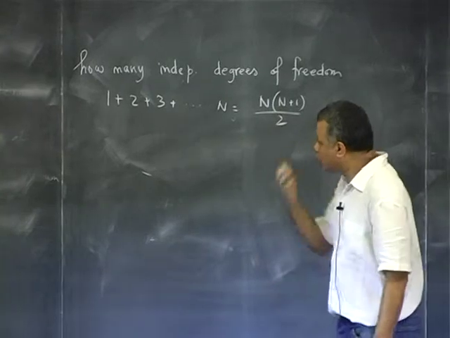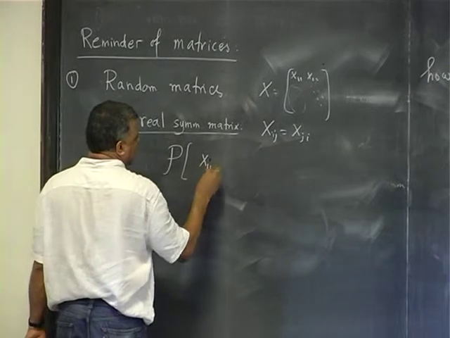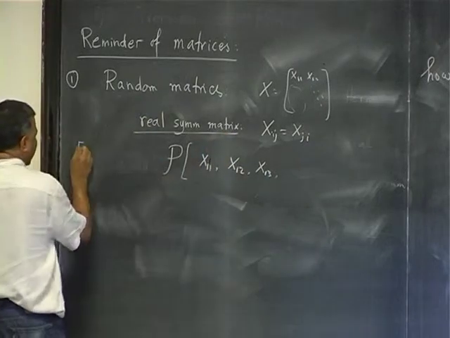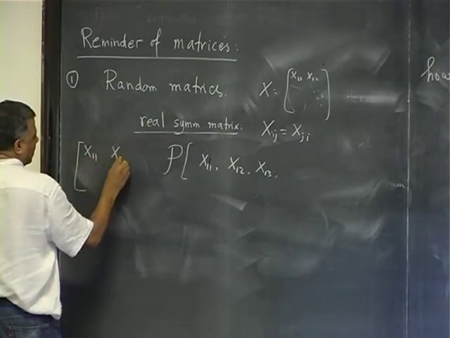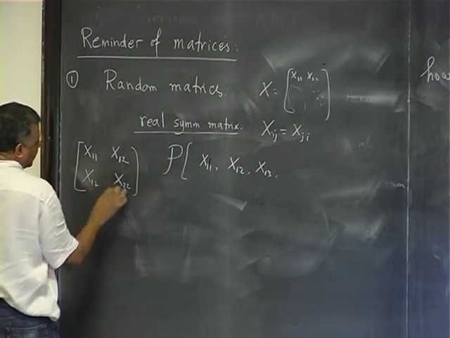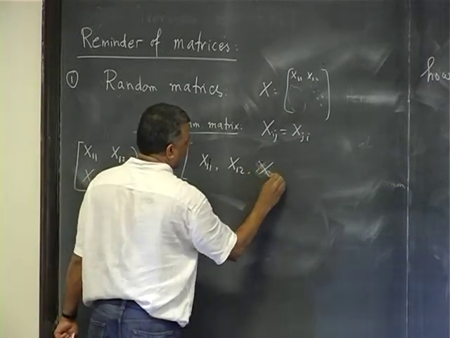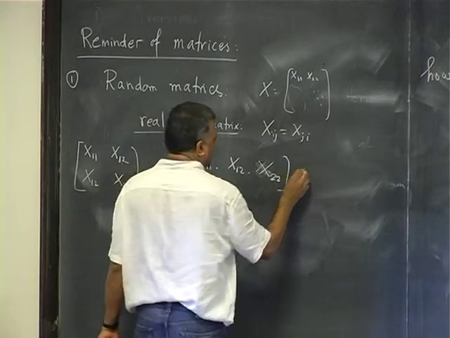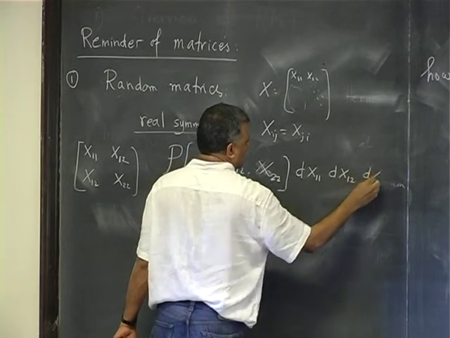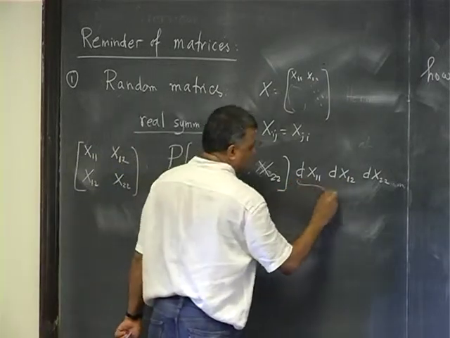So when I define this joint distribution of the elements, my independent elements are x11, x12, x13. For example, keep the example of 2 by 2 in mind. So this is x12 because of the symmetry, and x22. So there are 3 independent elements. So I have to define x11, x12, and in this example x22, and then I have to define dx11, dx12, dx22. So I don't have the dx21, remember. So this is the measure.